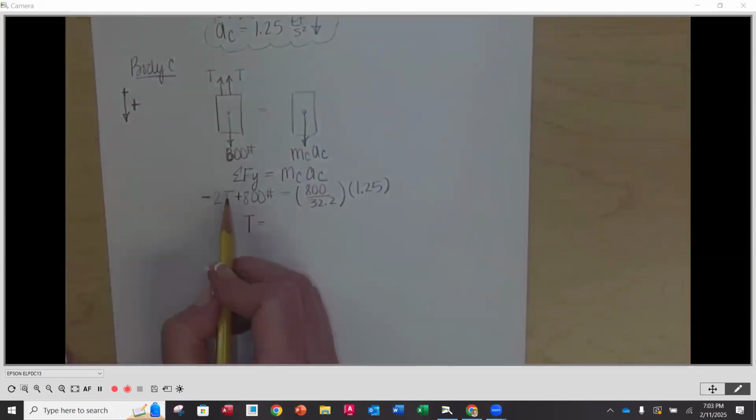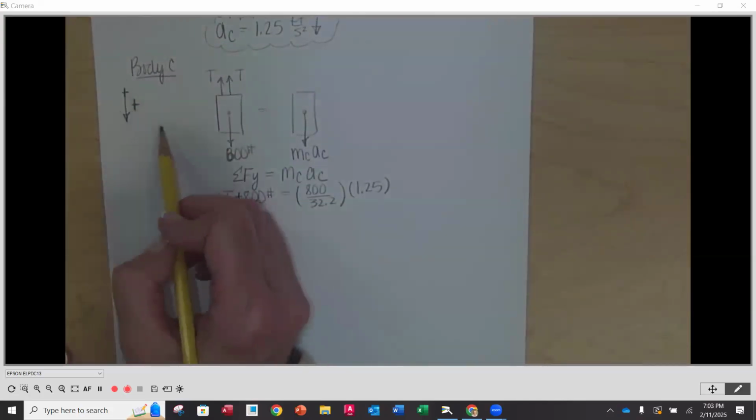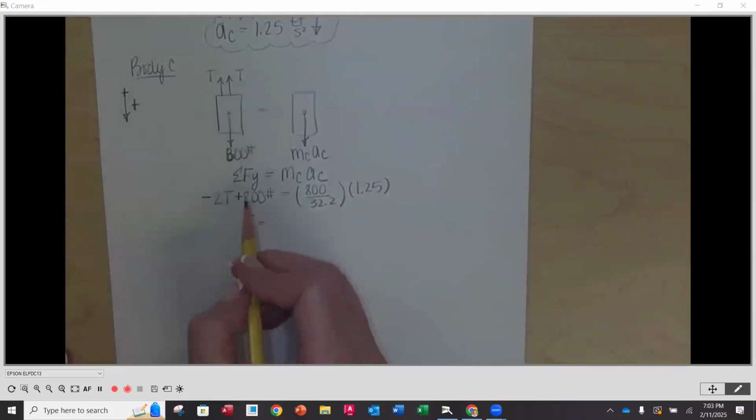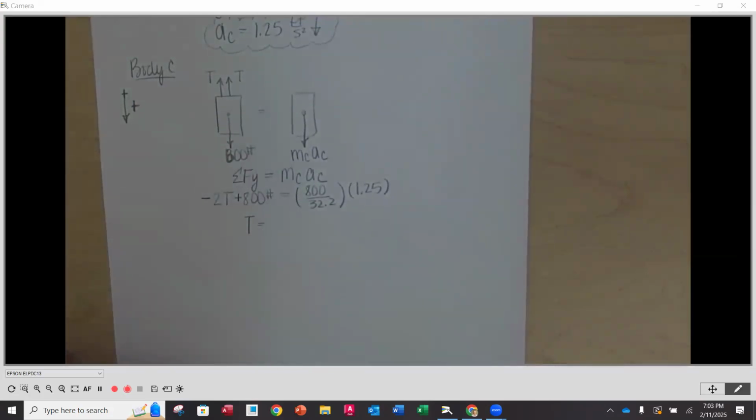So Lex brought to my attention negative 2T, because it's going up, because our convention is positive going down. And then we would have a positive 800. The signs still come out in the end. Again, the values will remain the same, but this is the correct way to do it according to our convention. Thank you. So what do you guys get for T?